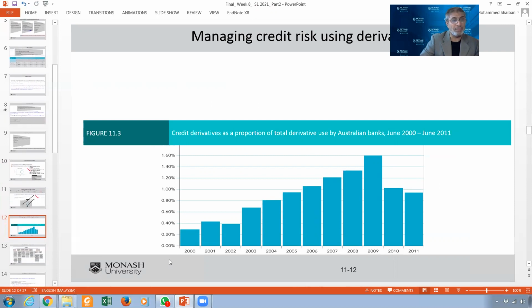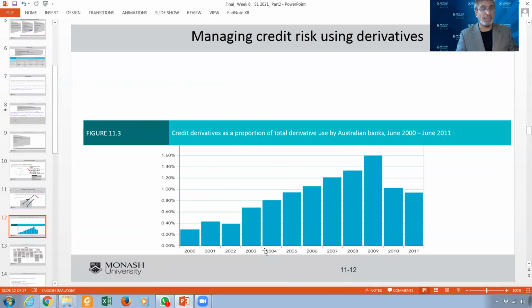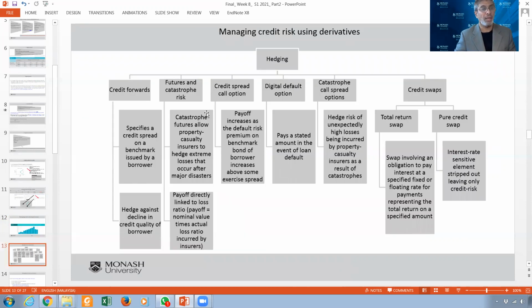We have, this is just some trend showing the credit derivatives as a proportion of total derivatives used by Australian banks. This is just for credit risk. We have so many derivatives for so many things. This is for the credit risk, which you can see is taking up to 60%. And during the financial crisis, credit default swaps are credit risk derivatives. We have derivatives for exchange rate. We have derivatives for interest rate. This is only for credit risk, which means the defaulting. Now, we have around 6 types of derivatives to hedge.